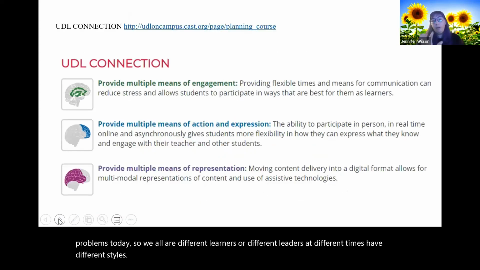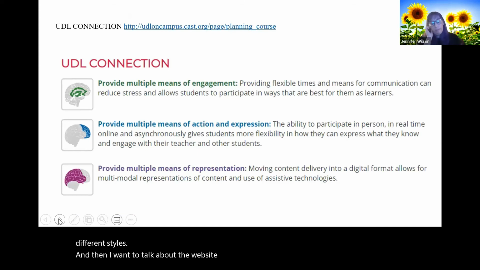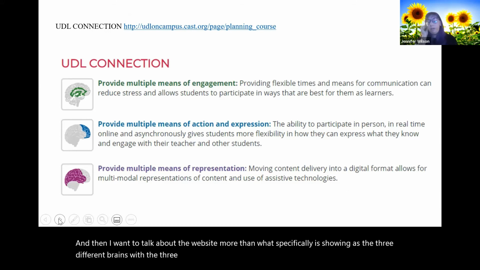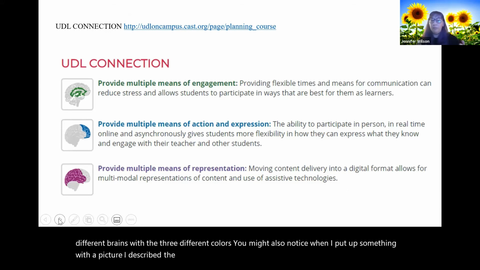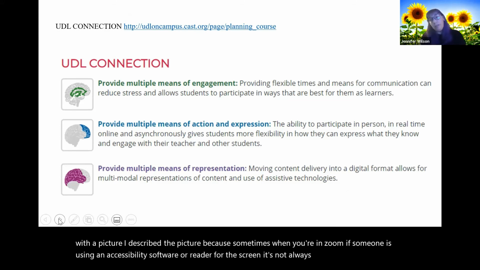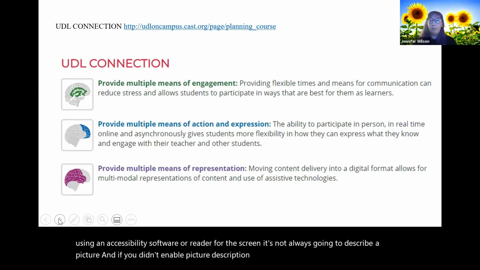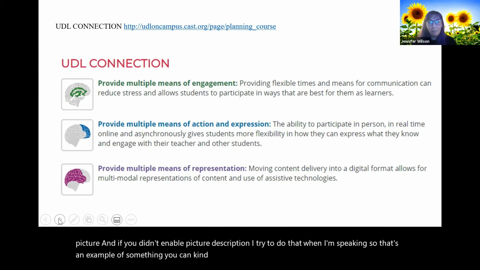And then I want to talk about the website more than what specifically is showing as the 3 different brains with the 3 different colors. You might also notice when I put up something with a picture, I describe the picture because sometimes when you're in Zoom, if someone is using an accessibility software or reader for the screen, it's not always going to describe a picture. And if you didn't enable picture description, I try to do that when I'm speaking. So that's an example of something you can put into your new bag of tricks when you're doing a presentation or talking to someone.